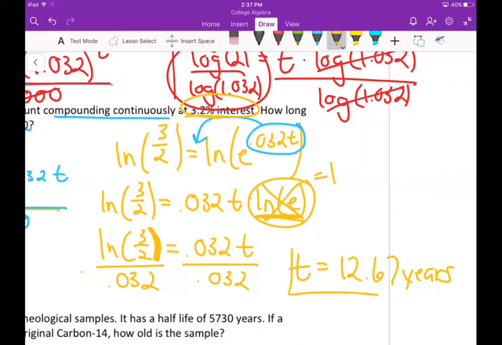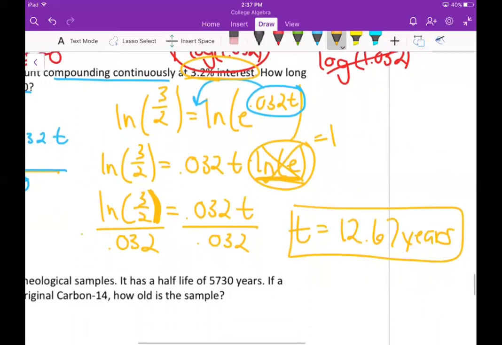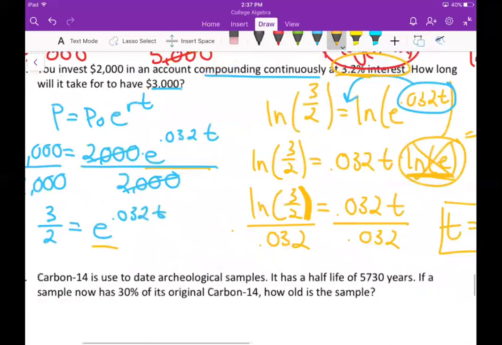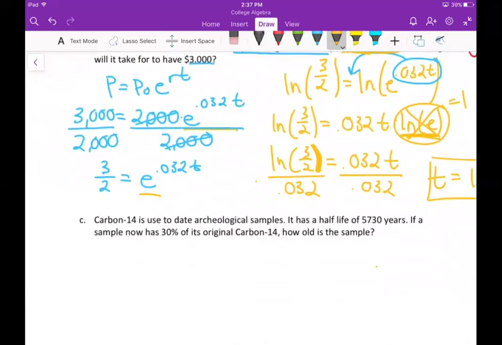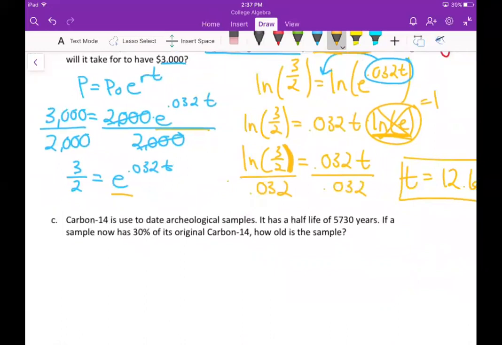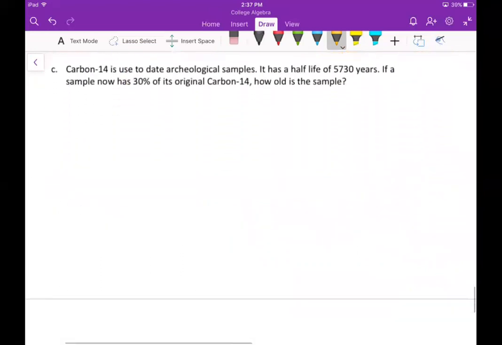All right, so we're doing it, guys. We're solving for those variables that are in the exponents. We're figuring out those doubling times, or how long exactly it would take us to get an account balance that we wanted. All right, let's do one last example here.